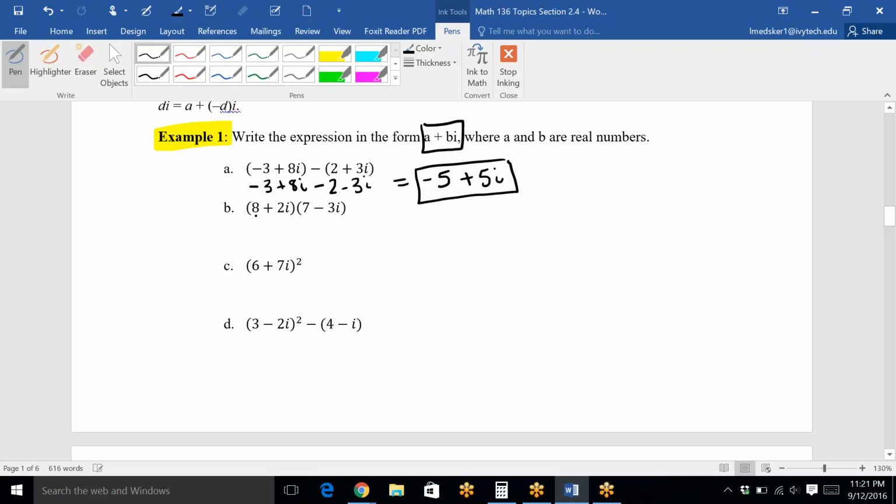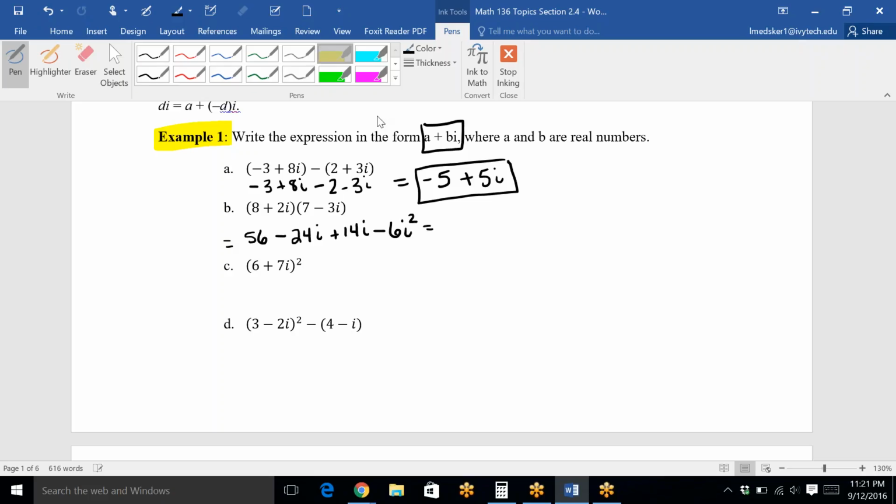If you're trying to do multiplication, you can still use the distributive property. Just be careful because you're going to be multiplying with i's. So 8 times 7 is 56. 8 times negative 3i would be negative 24i. 2i times 7 would be 14i. And 2i times negative 3 would be negative 6i squared.